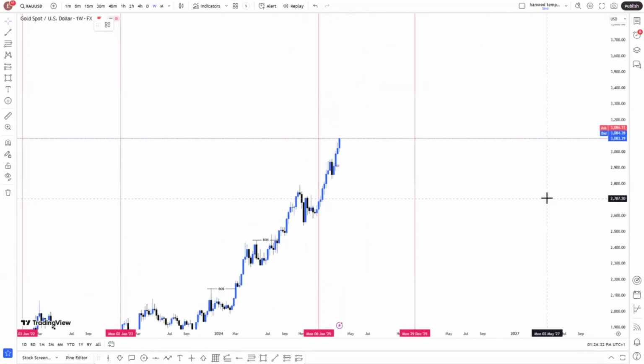For it to be valid for us, there should be some confluences, some other reasons that will back the bullish move for us. We are not just taking any trade anyhow.